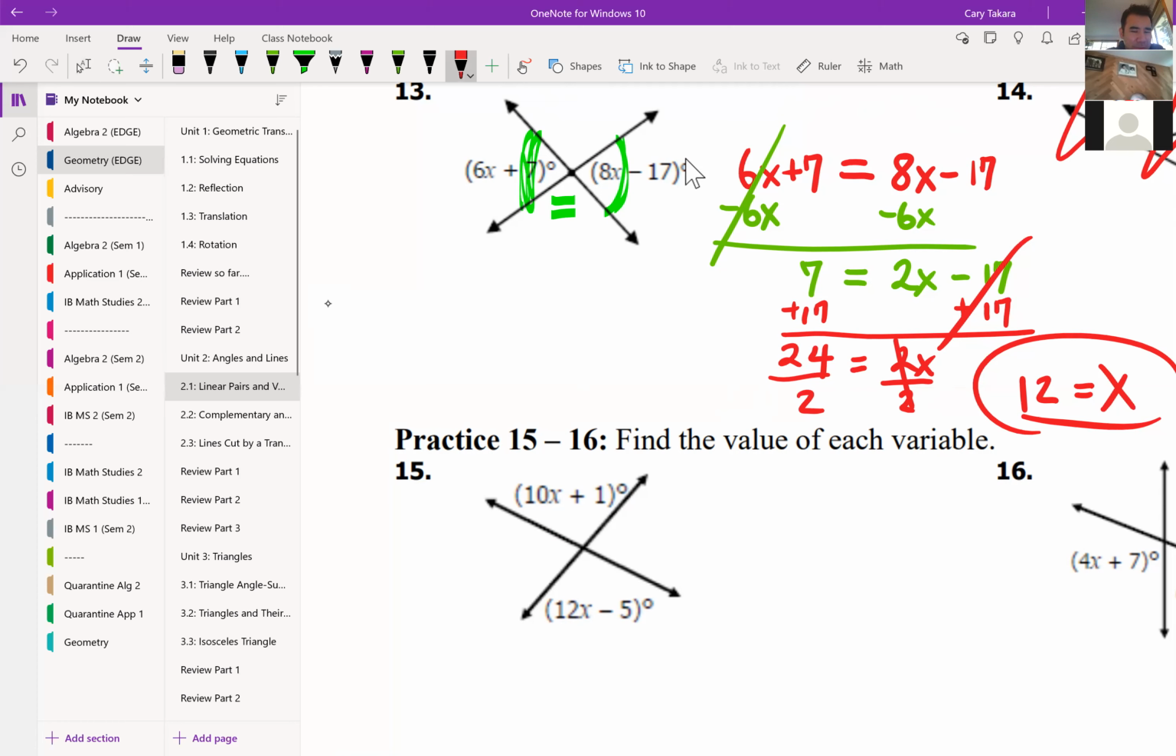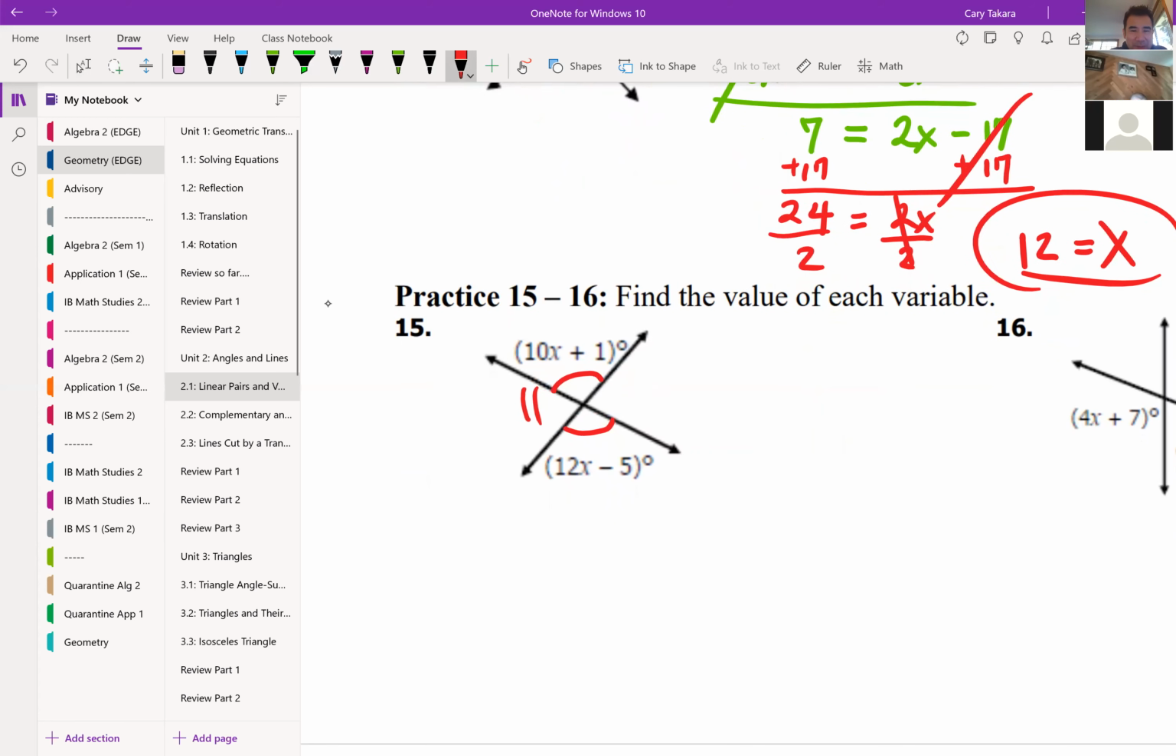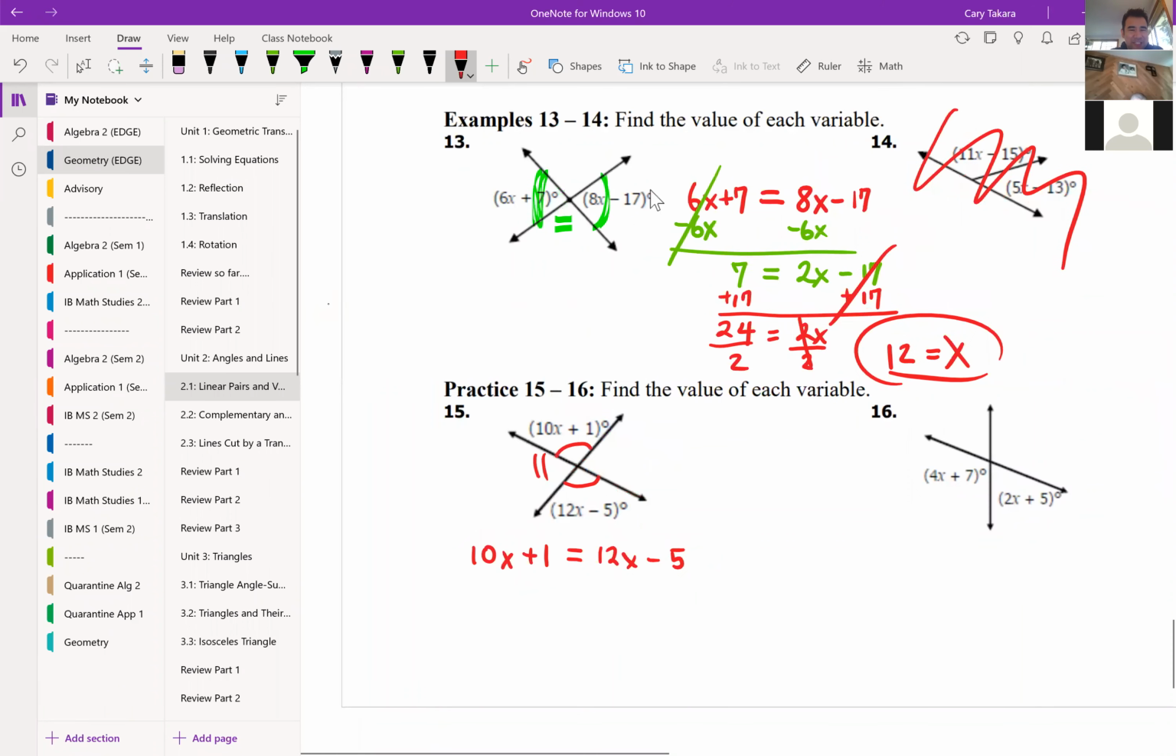Again, what's the relationship between this angle and this angle? They are equal. They are vertical angles. So they are equal to each other. So I'm going to set it up. 10x plus 1 is equal to 12x minus 5. It's just like the last question, isn't it? Number 13. Very similar.